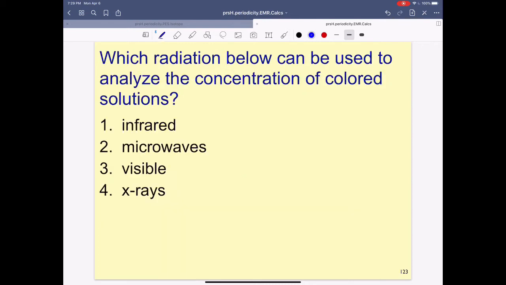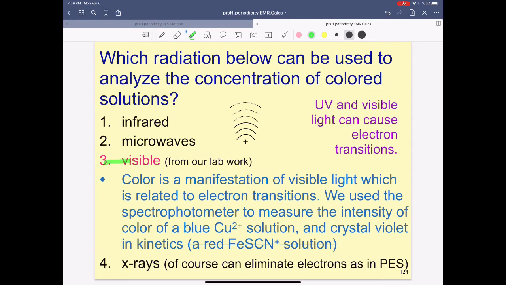So which radiation below could be used to analyze concentration? Likely you did some lab work with that. And sure enough, visible light. Turns out that ultraviolet could also be used. That wasn't an option. You may remember using the spectrophotometer, the visible spectrophotometer, to analyze a blue solution or a Gatorade type solution, as well as some work with crystal violet when we were in kinetics.